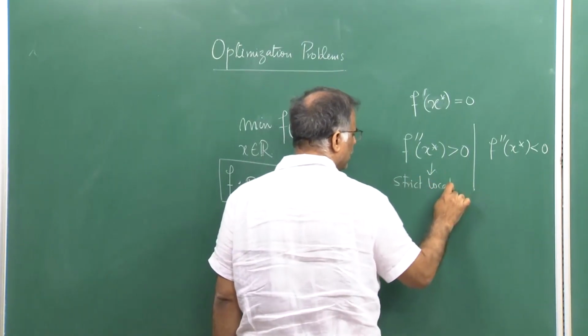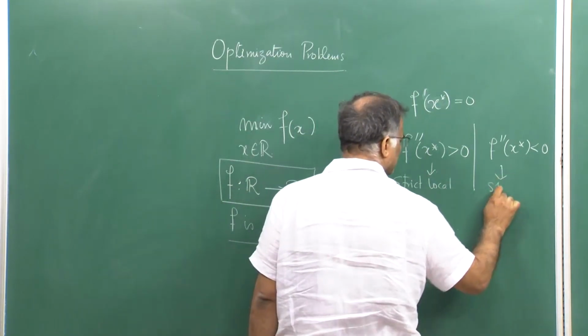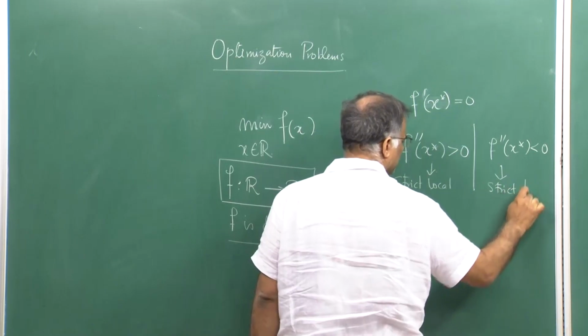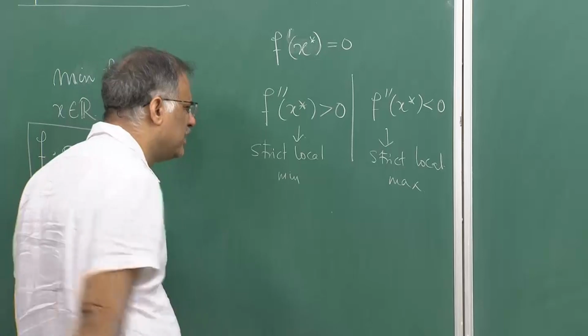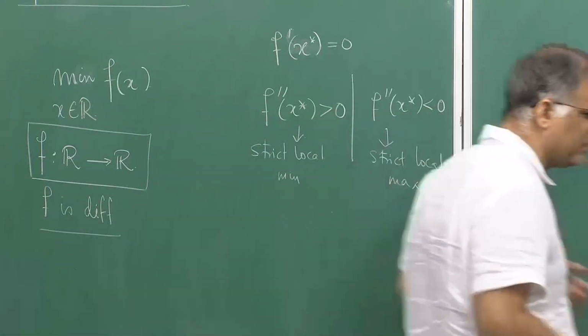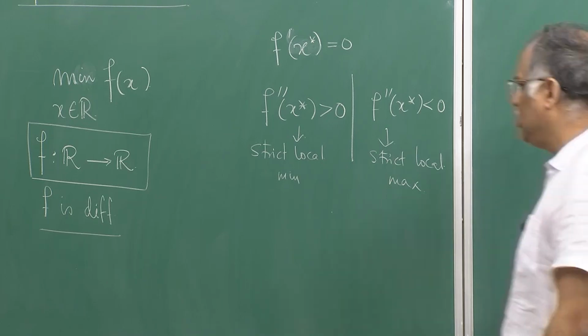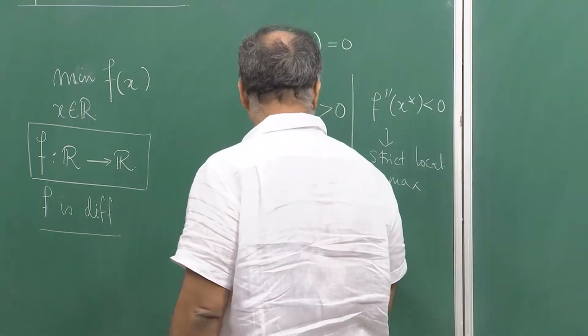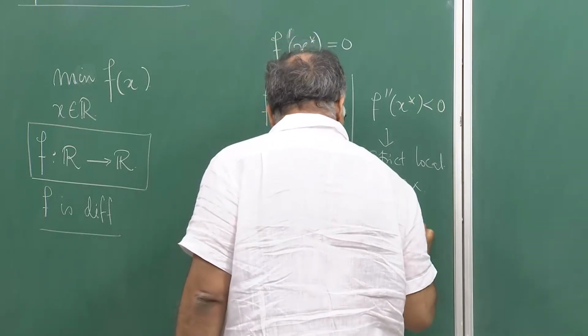If f double dash is positive, this gives you a strict local minimum, and if it is negative, this gives you a strict local maximum. It tells you that x star is a strict local minimum or a strict local maximum. But what about the situation where the second derivative is 0? Having a second order derivative may not always be of help.